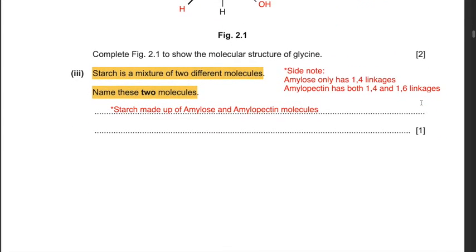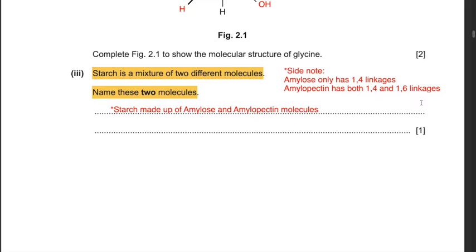Part 3. Starch is a mixture of 2 different molecules. Name these 2 molecules. What you should know is that starch is made up of 2 different molecules which are known as amylose and amylopectin. Amylose only has 1,4 linkages, whereas amylopectin is a branched molecule.